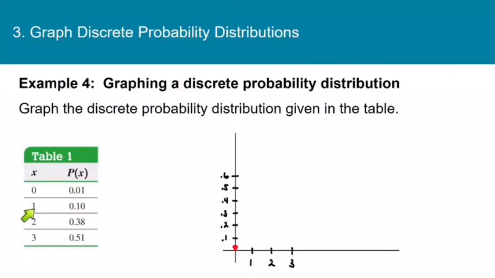And the probability that he'll make exactly 1 basket is 0.1. So right here at 1, I need that bar to come up to about here. And the probability that he'll make exactly 2 baskets is 0.38. So that's going to be about here. So the bar for 2 will come up almost to 0.4. And then the probability that he'll make exactly 3 baskets is 0.51. So the bar for 3 will come up to a little bit past 0.5. And that's what our probability distribution graphs look like for a discrete random variable.